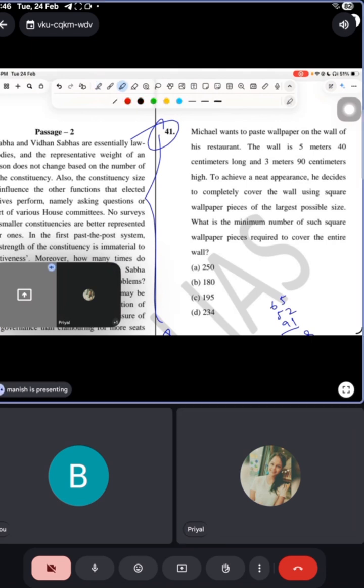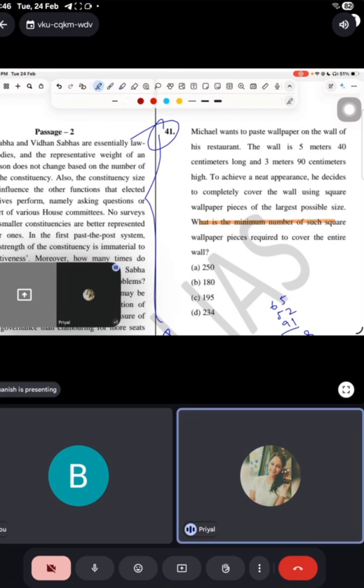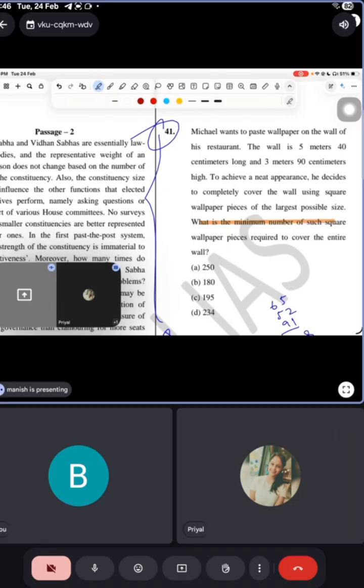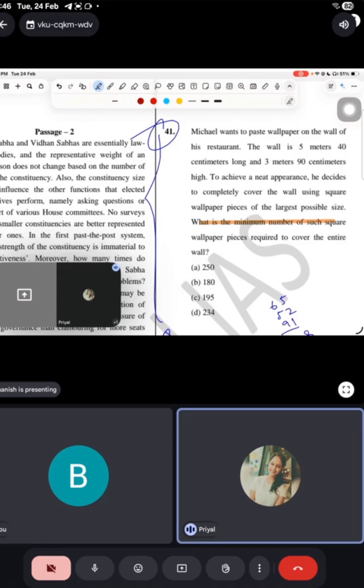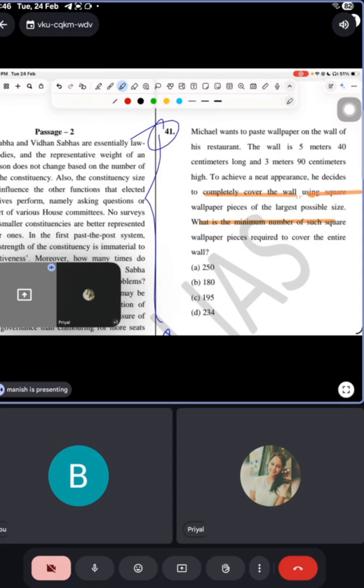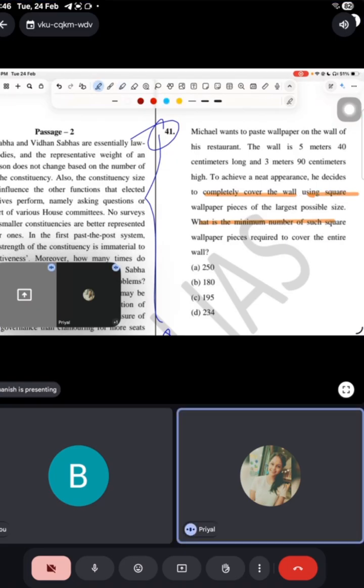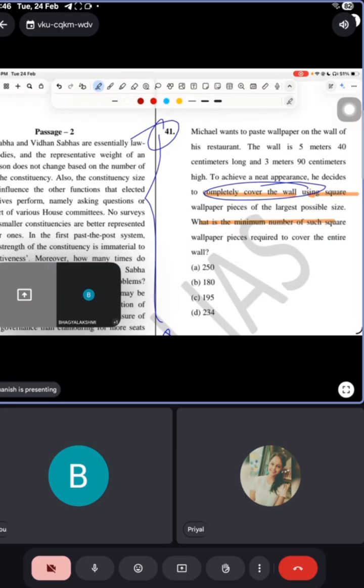Tell Priyal the demand. The wall is 5 meter 40 centimeter long and 3 meter 90 centimeter high. So he has to cover the complete wall with square pieces. The questioner is asking how many minimum number of square wallpaper pieces we have to use to completely cover the wall basically. There is a catch. We have to completely cover the wall.